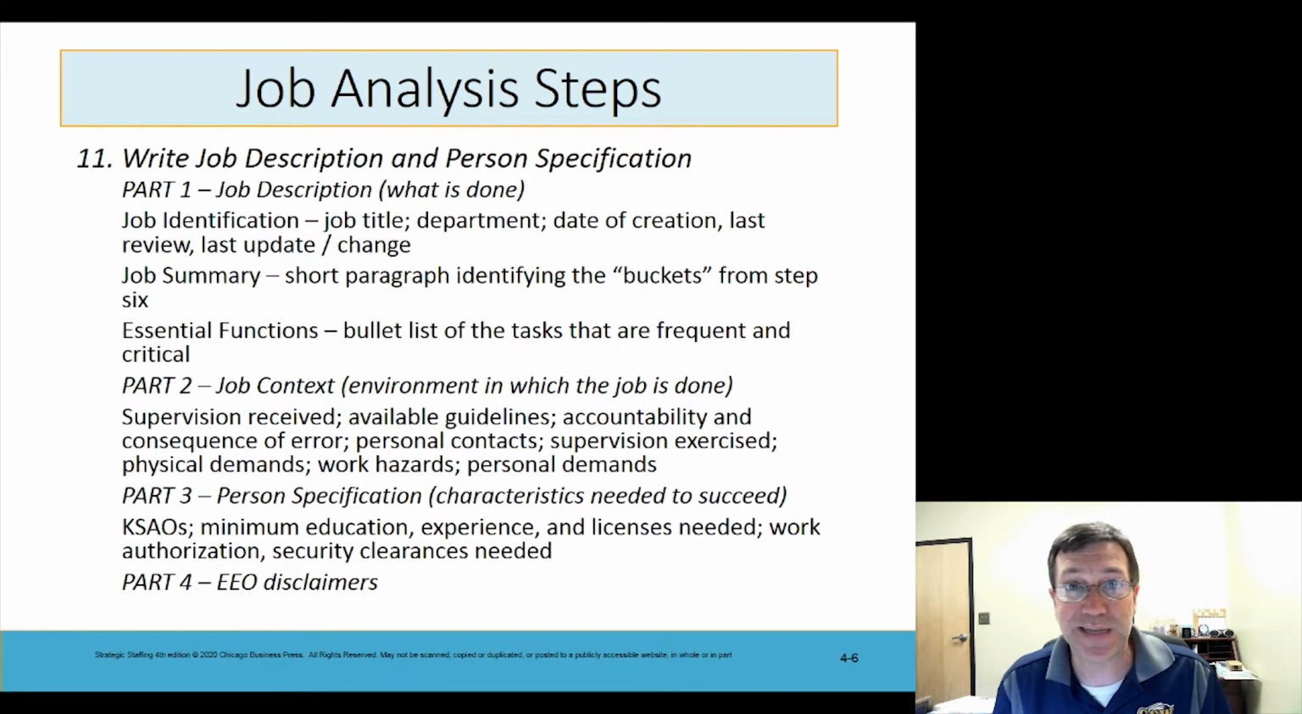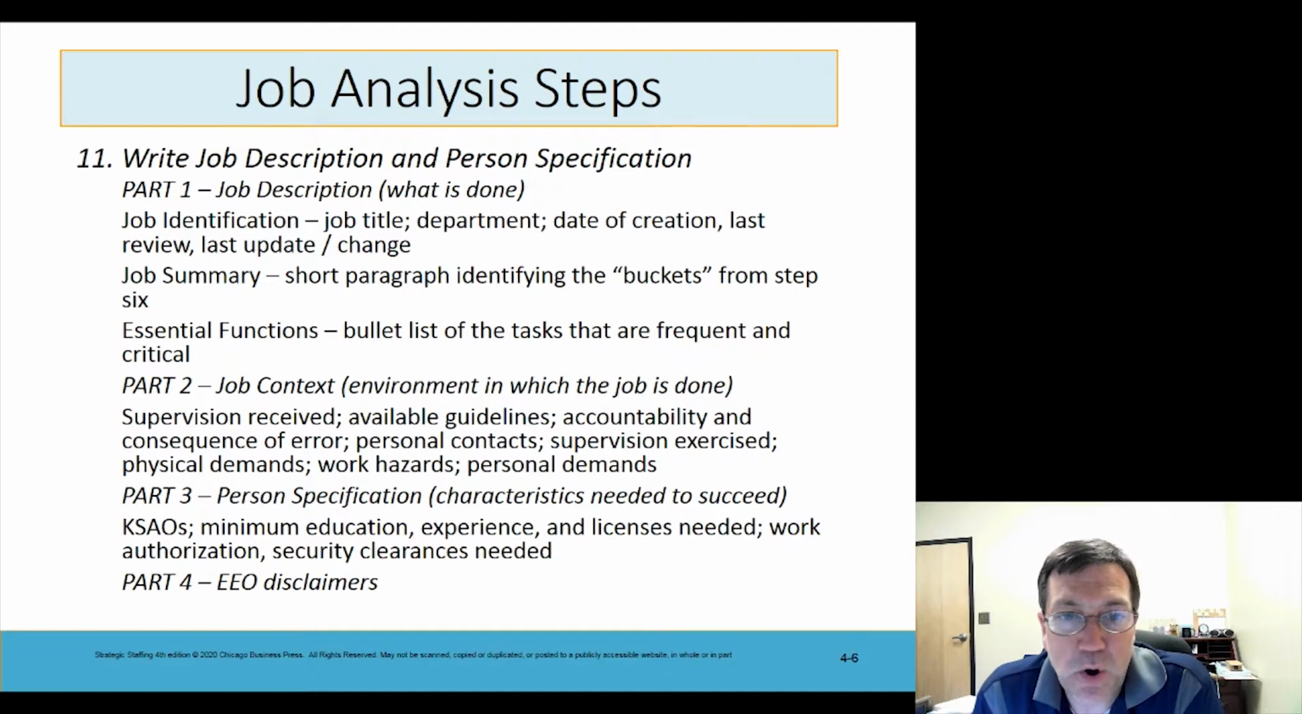It doesn't go into detail on the things that go in those buckets. But if I were reading just that short job summary, I would know pretty quickly whether I think it's interesting to me to apply for and whether I think maybe I could do this job or not, even without knowing the specifics. The buckets of grooming dogs, keeping the environment clean, and communicating with owners and coworkers, I'd have a pretty good idea of what this job is. Then the essential functions, the bullet list of the tasks.